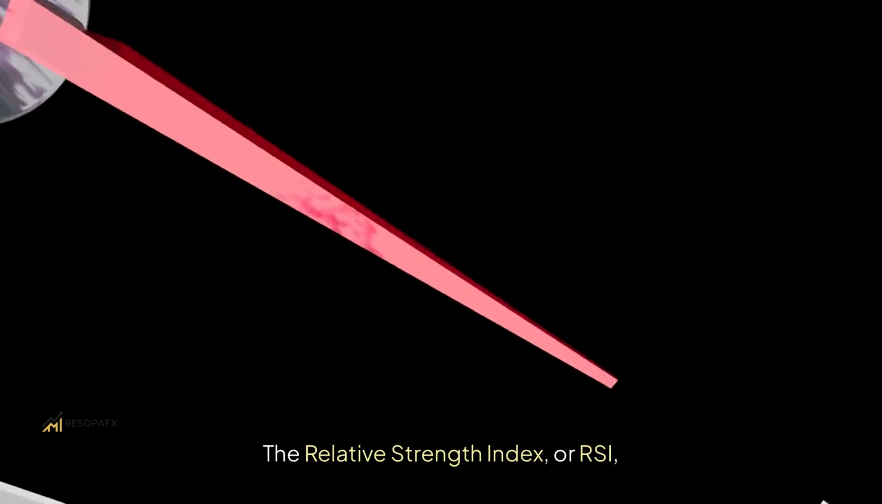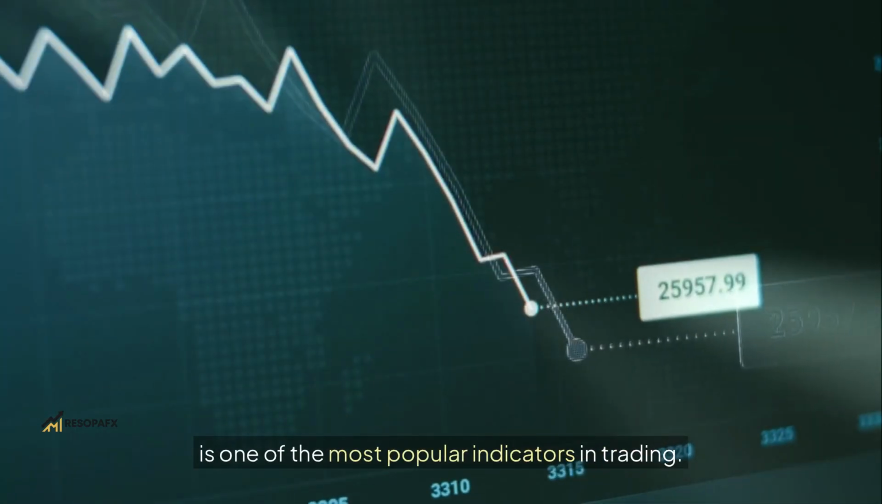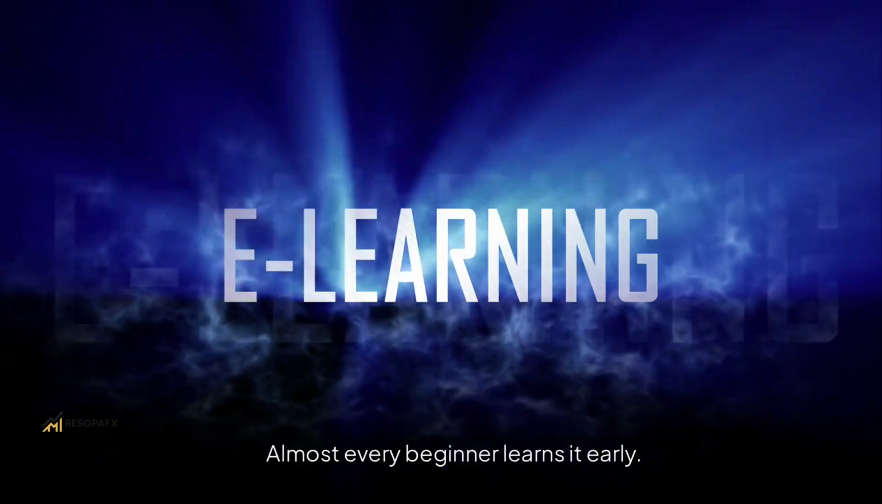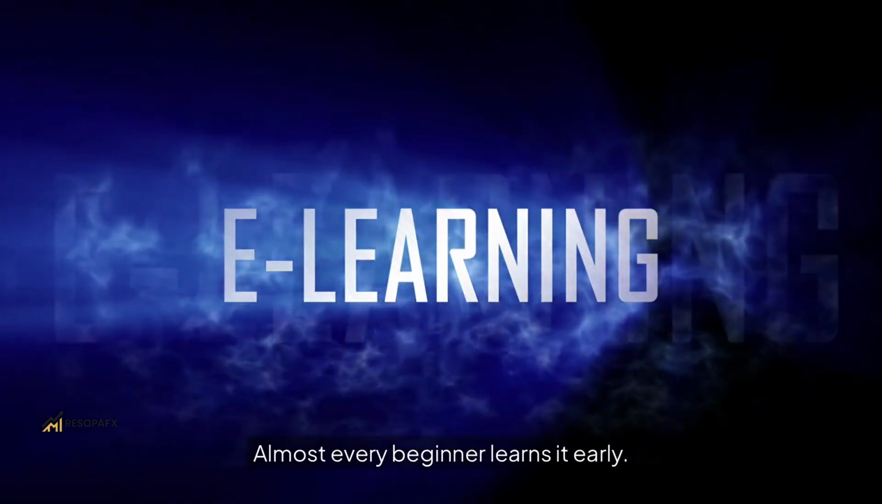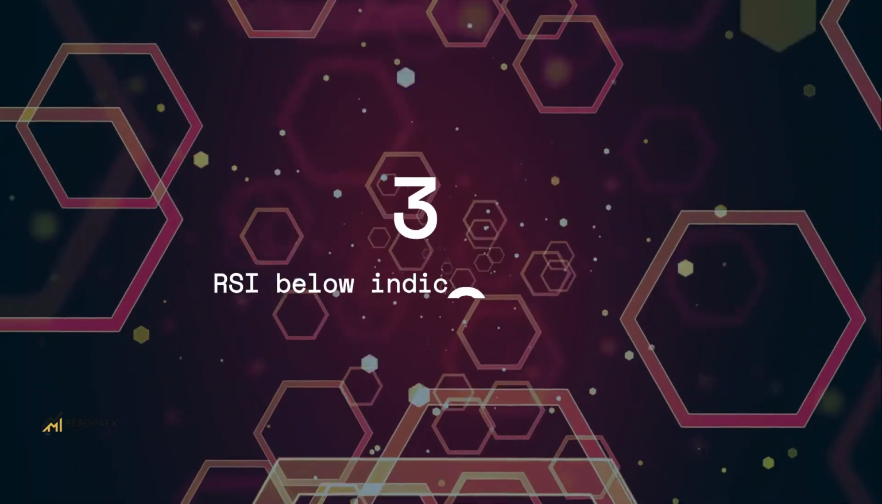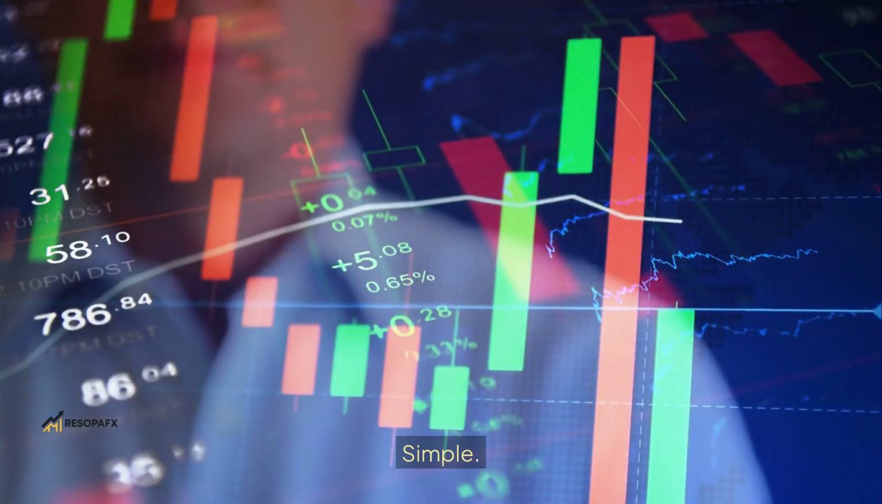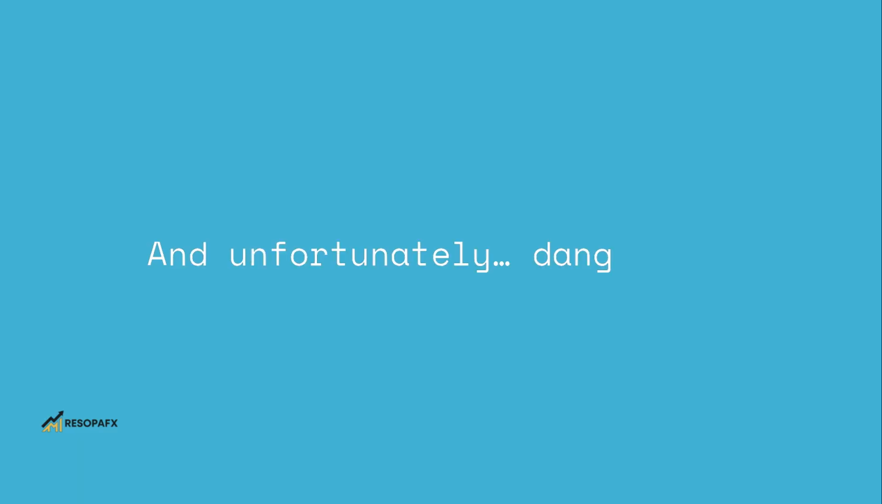The Relative Strength Index, or RSI, is one of the most popular indicators in trading. Almost every beginner learns it early. RSI above 70 means overbought. RSI below 30 means oversold. Simple, logical, and unfortunately, dangerous.